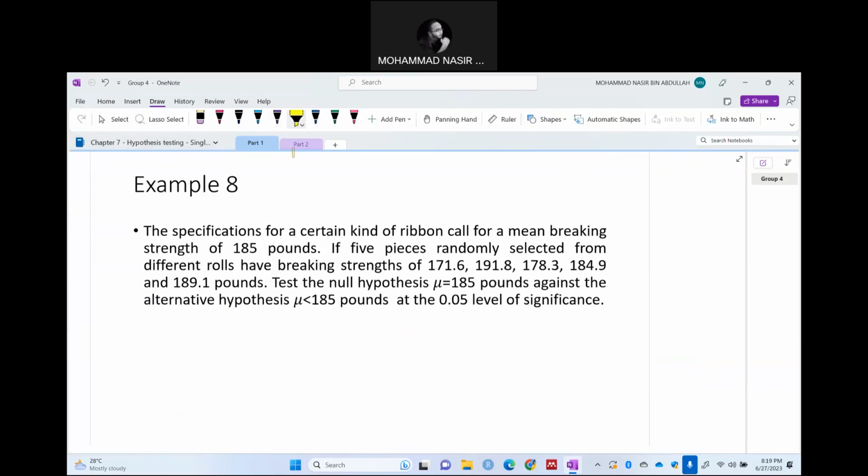So now, a specification of a certain kind of ribbon calls for a mean breaking strength of 185 pounds. If 5 pieces randomly selected from different rolls have breaking strengths, so these are the values of the 5 random samples, right? 171.6 until 189.1. Test the null hypothesis mu equal to 185 against the alternative hypothesis mu less than 185 at 0.05 level of significance. So in this statement, we have n equal to 5.